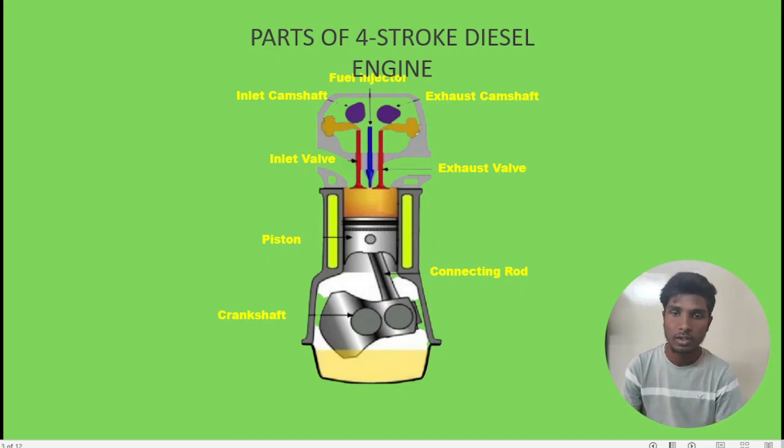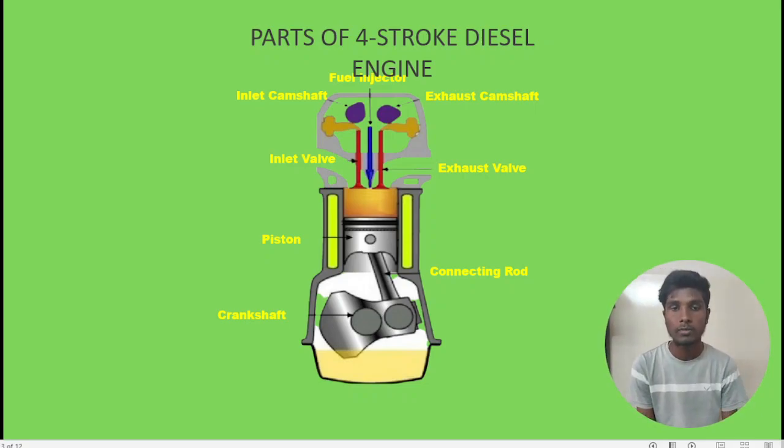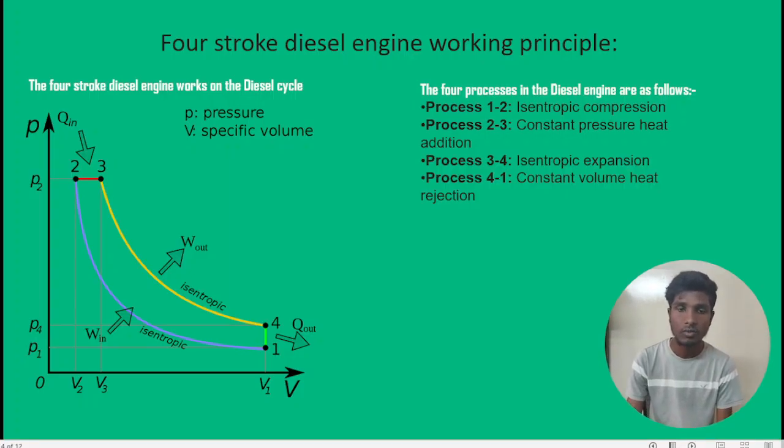And the parts of the diesel engine: here is the diagram of a four-stroke diesel engine. In this we first see the inlet camshaft, inlet valve and piston. Downside is the crankshaft, and before that the connecting rod, and then the exhaust valve and exhaust camshaft. These are the parts of the four-stroke diesel engine.